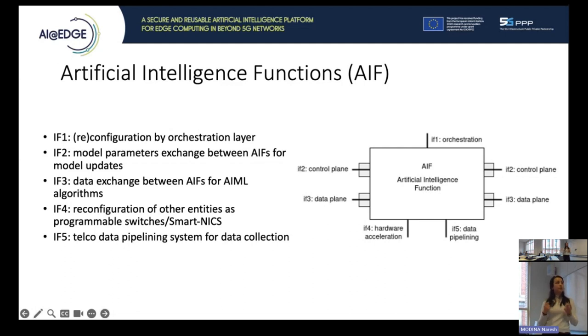Then the second one is the control plane interface, for example, to exchange parameters with other IAFs. The third interface is for the data plane. It could receive some data, for example, from other IAFs. And also we have the IAF4, which is for hardware acceleration, for example, if you want to connect this IAF with a hardware accelerator. And IAF5 is for the data pipelining system. If we have another system that generates data, we could receive this data on the fifth interface.